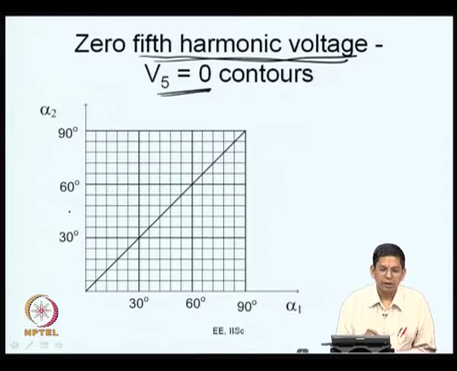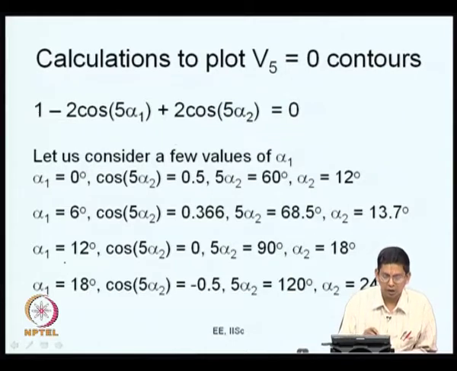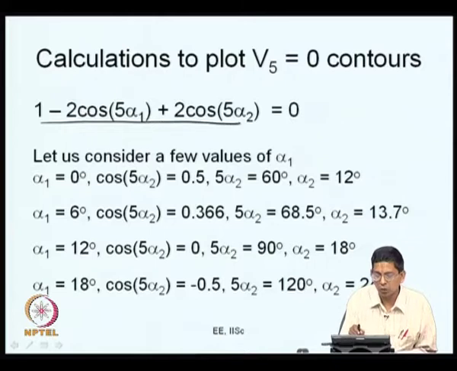Well, we can follow an approach similar to what we did for constant voltage contours. So, what did we do for constant voltage contours? We started off with the equation. We said 1 minus 2 cos alpha 1 plus 2 cos alpha 2 is equal to some 0.6. Here we are focusing on the fifth harmonic. So, we are saying 1 minus 2 cos 5 alpha 1 plus 2 cos 5 alpha 2, this is your fifth harmonic, of course with the 1 by 5 factor. When you say V5 is equal to 0, basically 1 minus 2 cos 5 alpha 1 plus 2 cos 5 alpha 2 is equal to 0. This means the fifth harmonic voltage is 0.